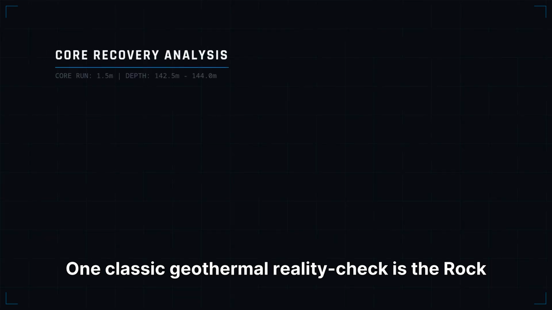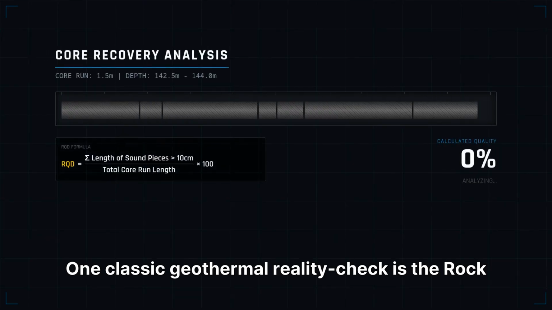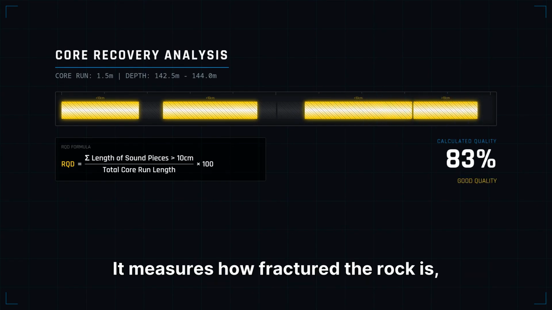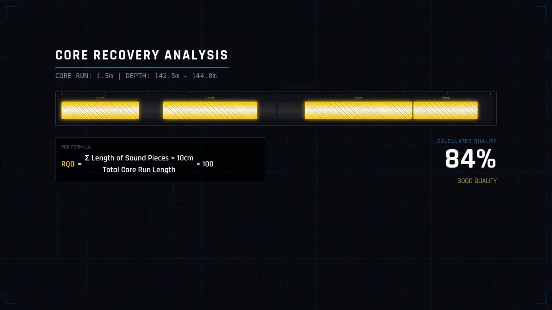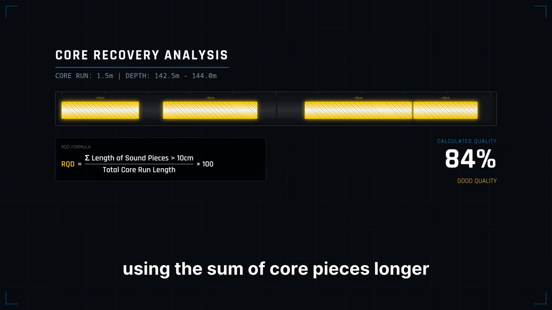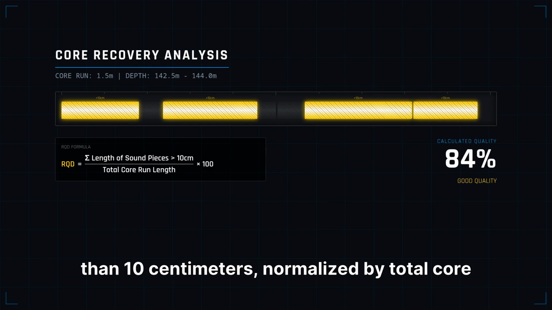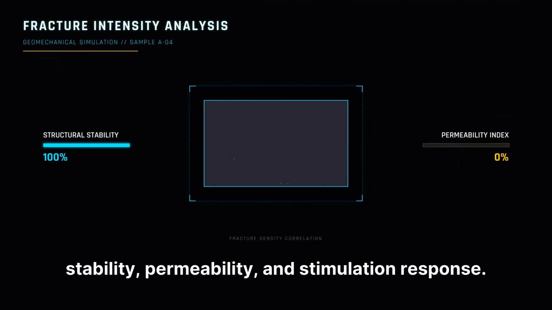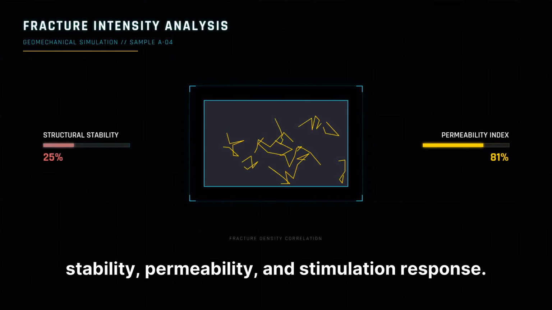One classic geothermal reality check is the Rock Quality Designation, RQD. It measures how fractured the rock is, using the sum of core pieces longer than 10 centimeters, normalized by total core length. RQD is powerful because fracture intensity controls stability, permeability, and stimulation response.